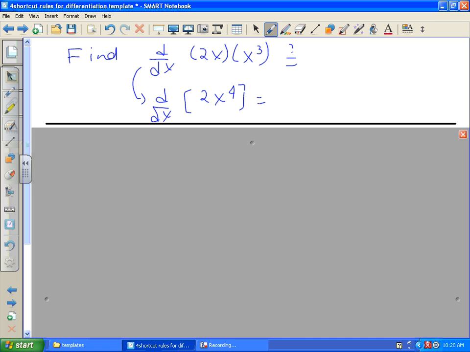8x cubed. So we know that the derivative of the above question should be 8x cubed. But if you were trying to apply the following rule, which is differentiate the first factor, what is the derivative of 2x? 2. And then differentiate the second piece, x cubed, whose derivative is 3x squared. Would we get the same answer?